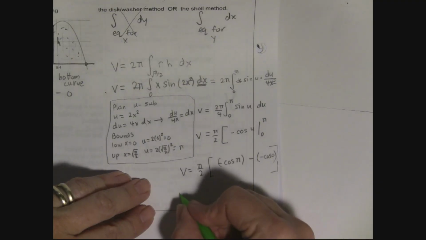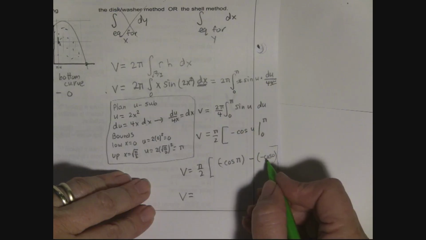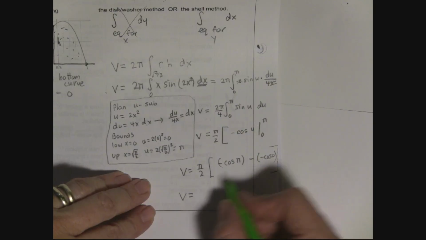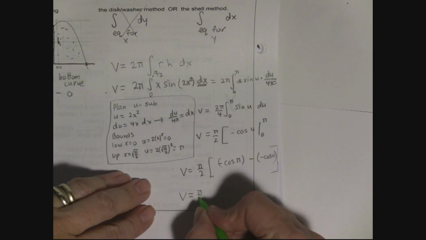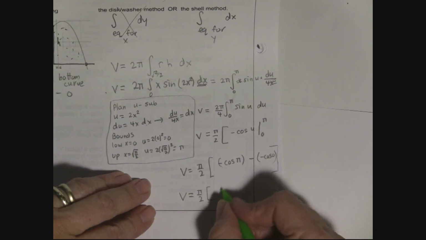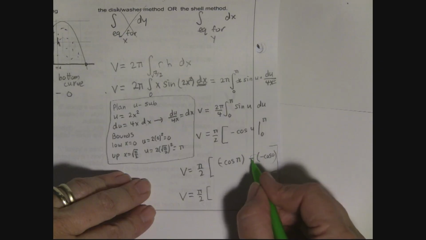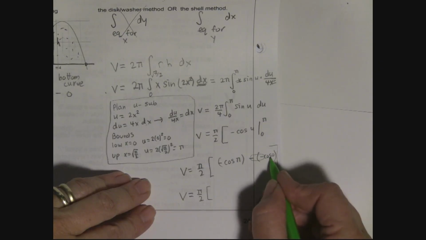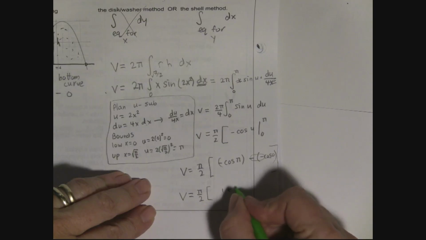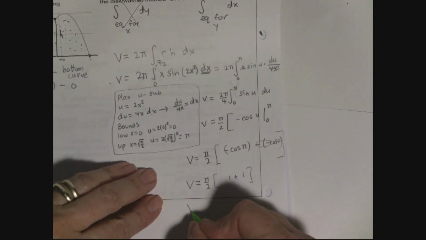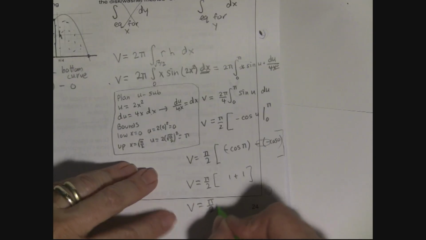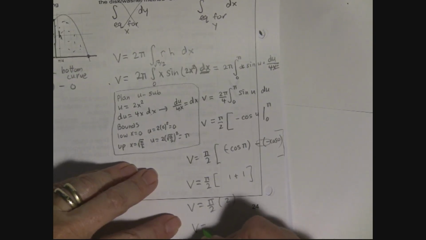So this is going to be v equals, now you could just put that in your calculator if you're tired. And I am, but I am going to still do it in my head. So this is 1, and then this is double negative makes a positive, and the cosine. So this is 1 plus 1, which is 2. So v equals pi over 2 times 2. So v equals pi.